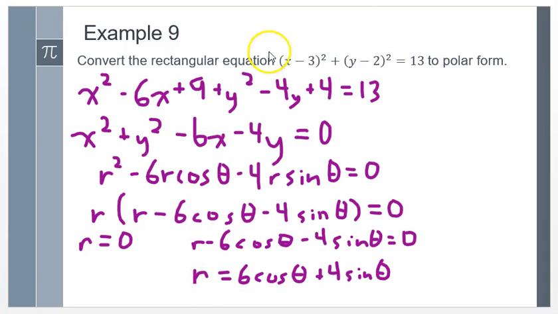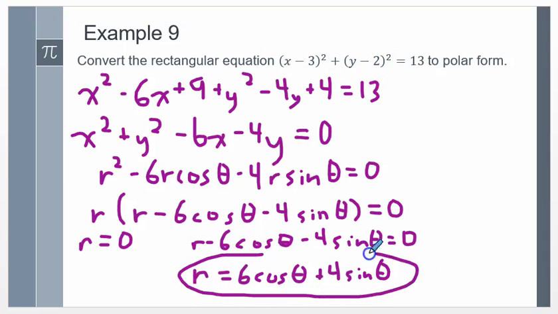And remember, our rectangular form was describing an equation of a circle with the center at 3, 2, and a radius of square root of 13. So if I'm considering these 2 equations that I have drawn right here, the one that seems to match my rectangular equation is actually just this one. So I'm going to ignore the r equals 0 one because that one doesn't really seem to match my rectangular equation. So that's it for the notes.